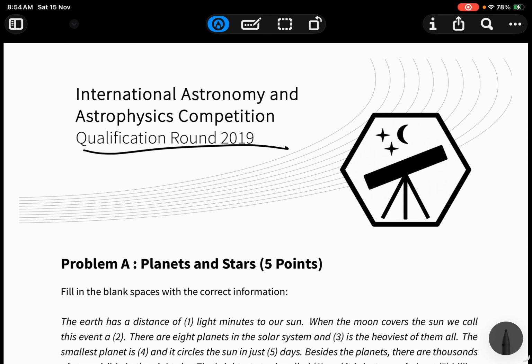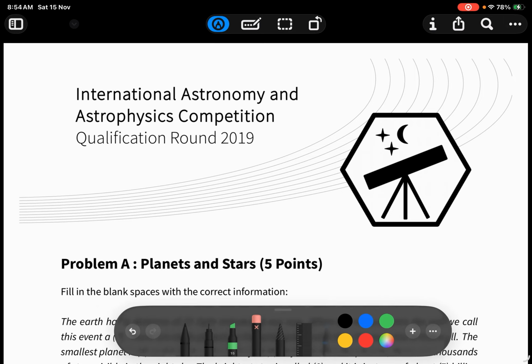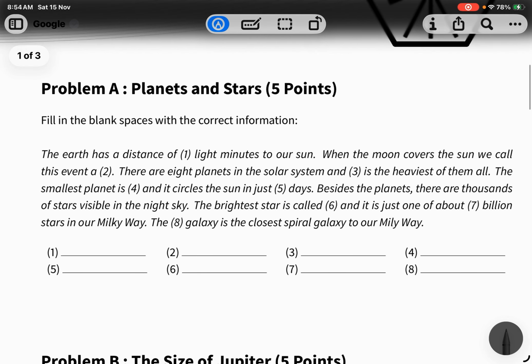Today we're going to be solving the qualification round of 2019, the IAAC qualification round. So we have problem A, planet stars. The Earth has a distance of 8.3 light minutes to our sun, because it takes 8.3 minutes for light from the sun to reach Earth.